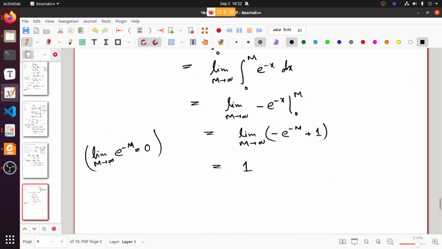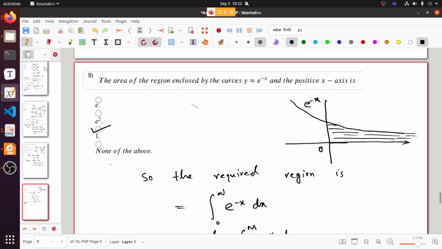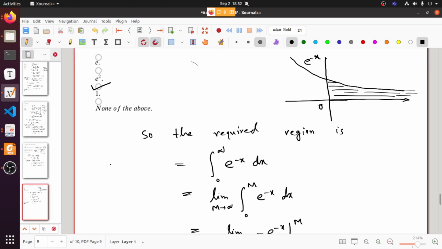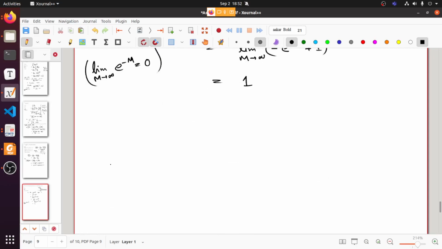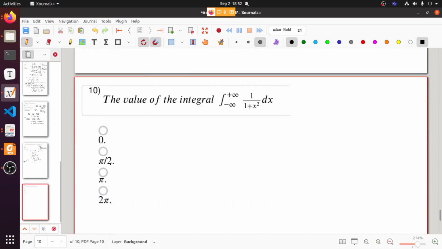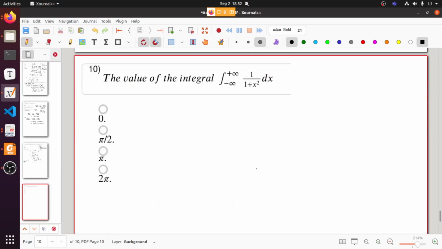Is this fine? Okay. So move to the last question, number 10. So you have to find the value of the integral from minus infinity to infinity of dx by 1 plus x square. So this is again an improper integral.